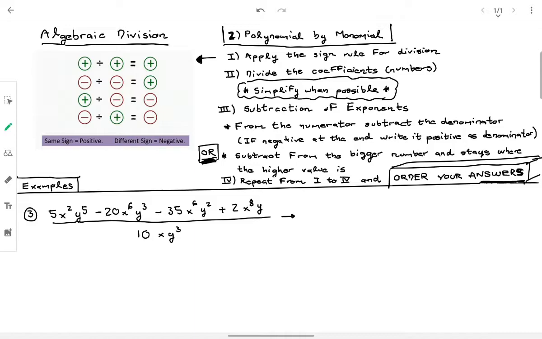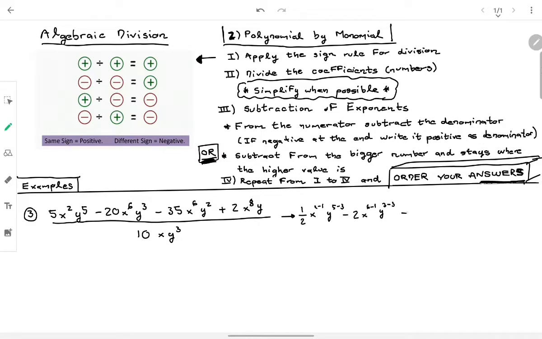So in this case, the first one, it's positive because it's positive divided by positive. 5 over 10, it's 1/2. It's going to be x to the 2 minus 1, y to the 5 minus 3. Then it's going to be minus, because minus divided by minus. 20 over 10, it's 2. It's going to be x to the 6 minus 1, y, it's going to be 3 minus 3.